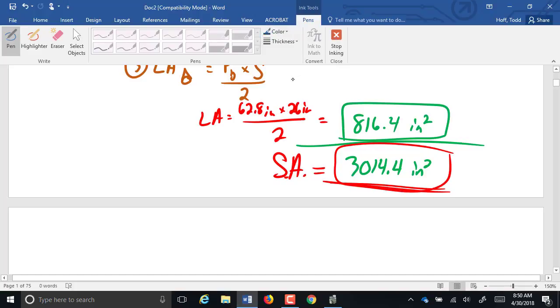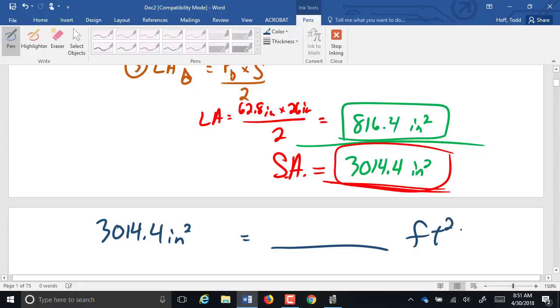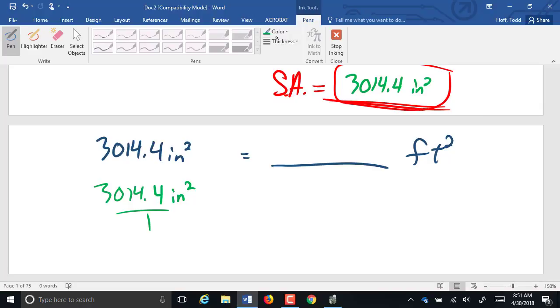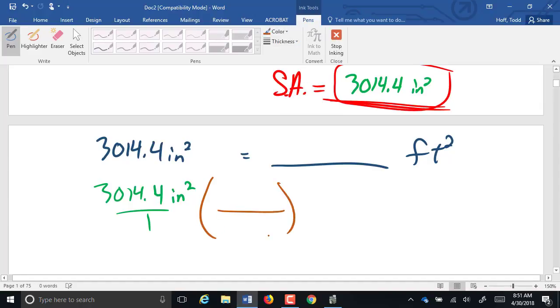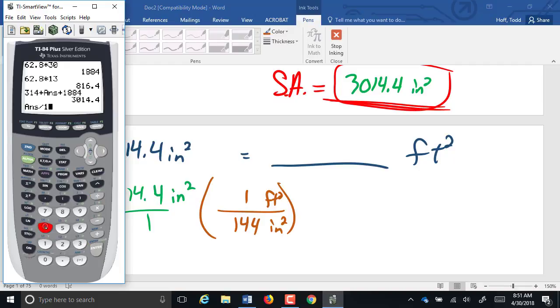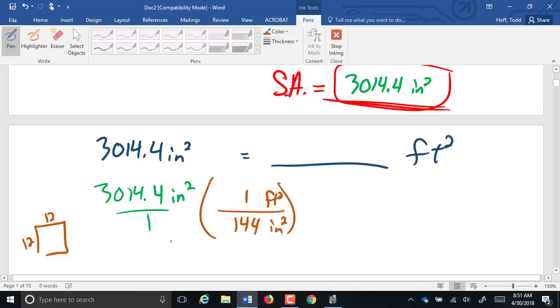So now we've got a surface area in square inches, 3014. What if I asked for that in square feet? What would I do to that 3014.4? If I'm going to convert that, square inches are going to go on bottom, square feet on top. 1 square foot is how many square inches? It's 12 by 12, right? Which is 144. So is that 3014 divided by 144? 20.93 square feet.